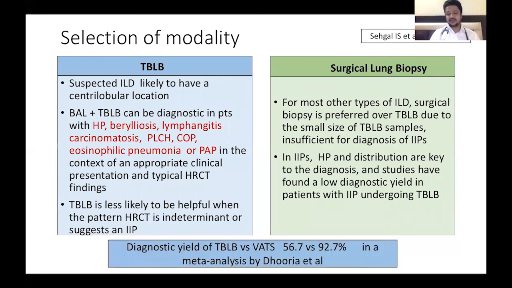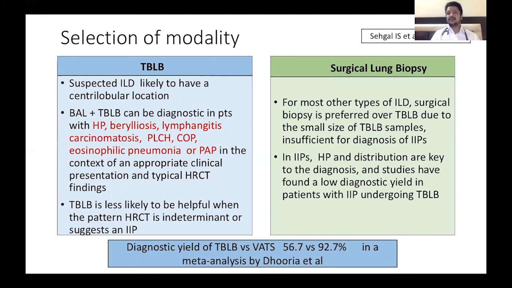In the case of efficacy, there was a systemic review by Duria et al. It was seen that the diagnostic efficacy of TBLB was only 56%, whereas VATS, that is done by the surgery people, was 92%. So TBLB efficacy was only 56%.